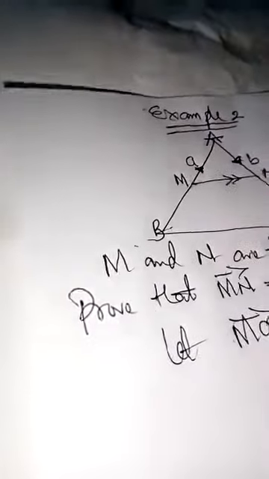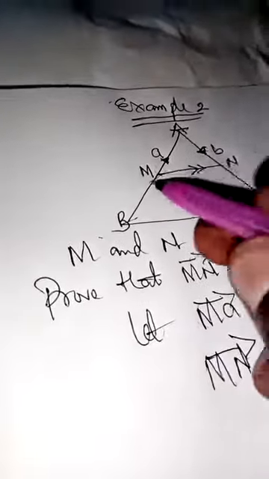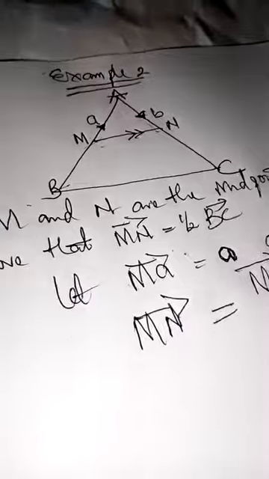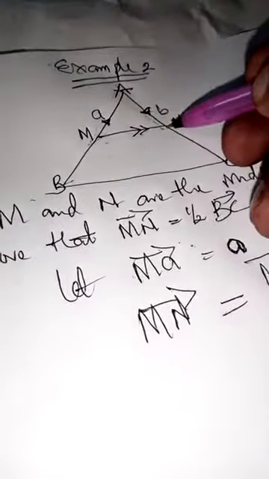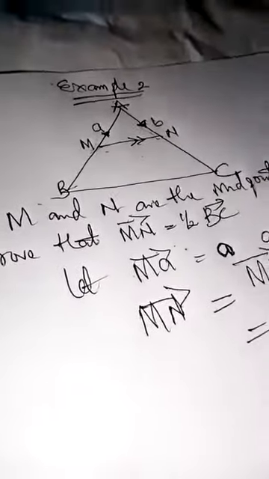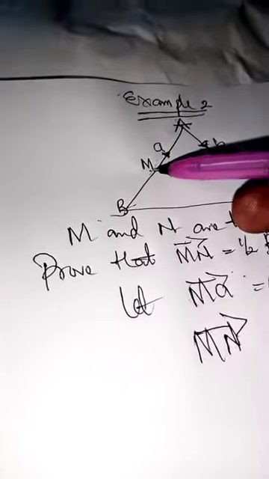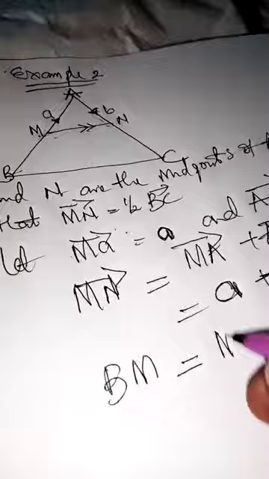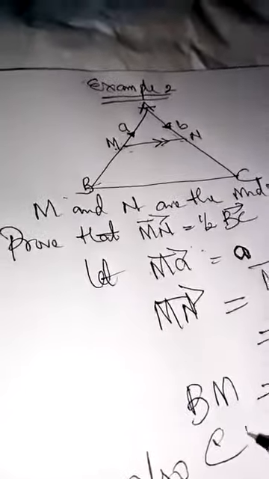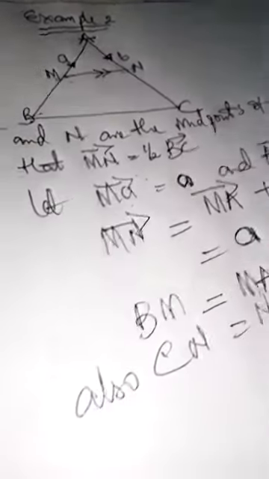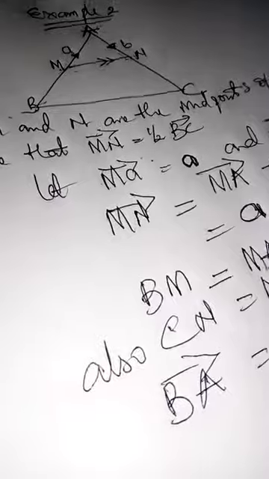Therefore, what is my MN? Looking at this triangle, my MN will be MA plus AN. Look at the resultant, MA plus AN. And what is your MA? MA is a and my AN is b. Remember also my BM is the same thing as MA, since M is the midpoint. Also, my CN is equal to NA, since N is also the midpoint. Therefore I can conclude that my BA is equal to 2MA.